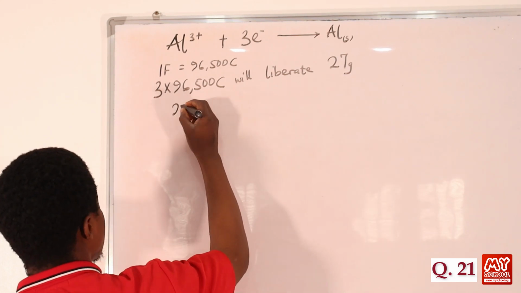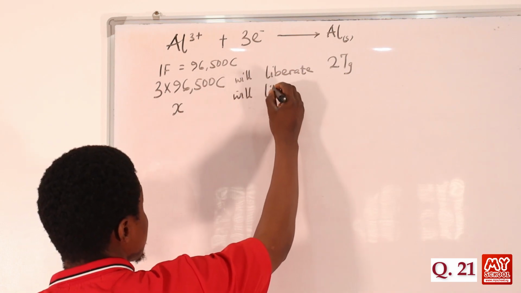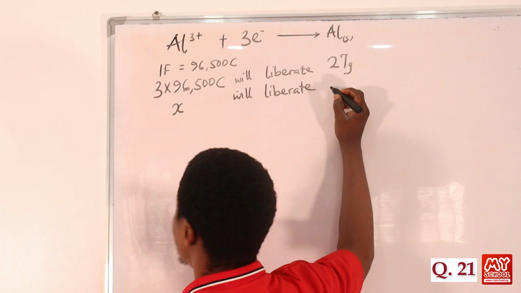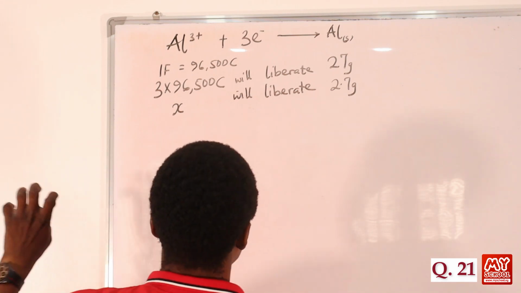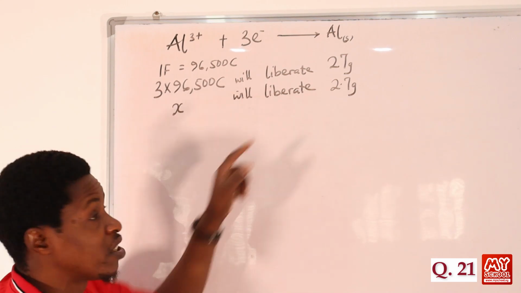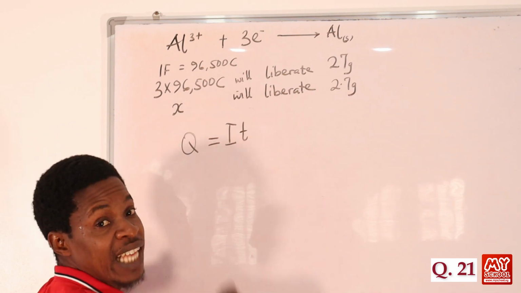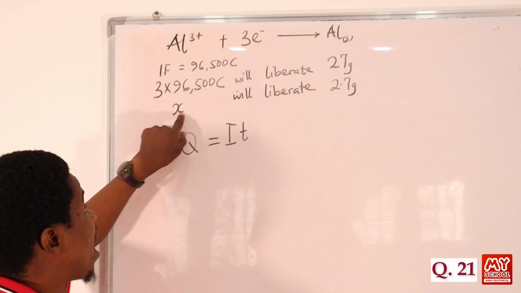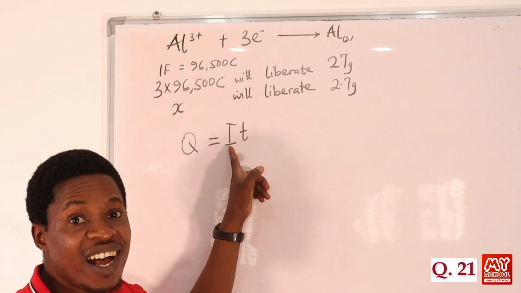Now, what is the quantity of electricity that will liberate 2.7? We're given: what current in amperes will deposit 2.7 gram. Why do we need this? We want to calculate the current, but there's no way we can get the current without first getting the quantity of electricity that will produce this, because the quantity of electricity is equal to current times time. So we need to get this quantity, the coulomb, that will produce this 2.7. Once we get that, we're already given the time, so we can get our current.